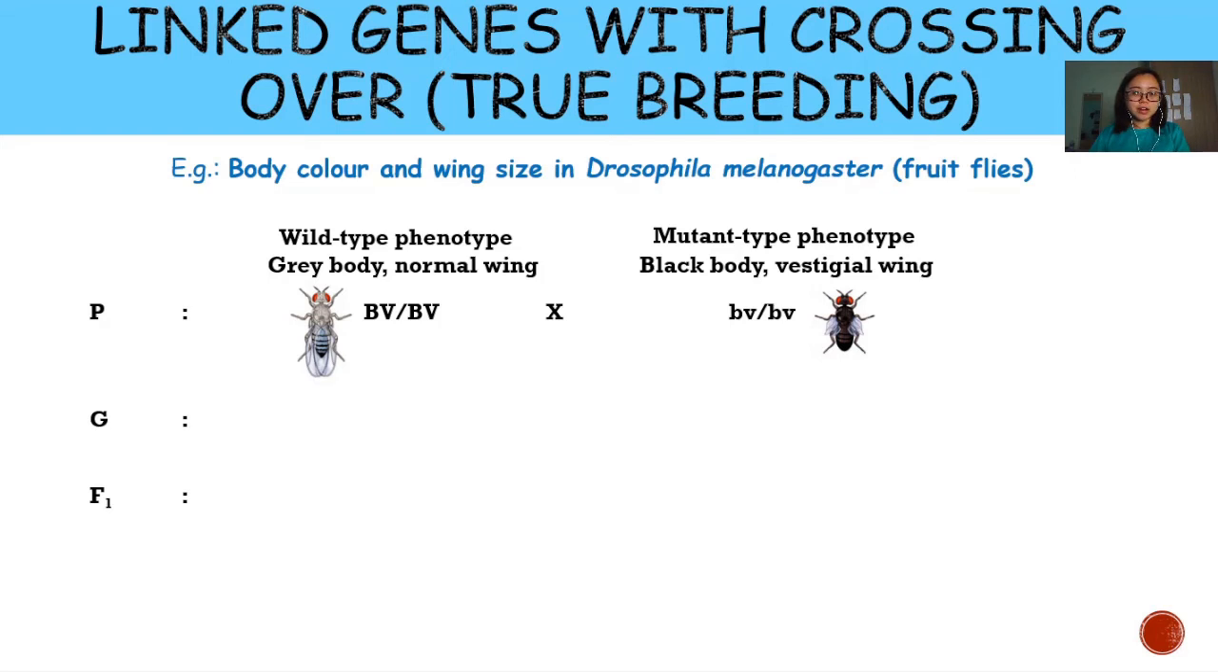Okay, we're going to start with Drosophila with wild type phenotype, gray body normal wing, crossed with mutant type phenotype, black body vestigial wing. So yang wild type gray normal wing, big B, big V slash big B, big V. Yang mutant type itu kita mau buat small b, small v slash small b, small v.